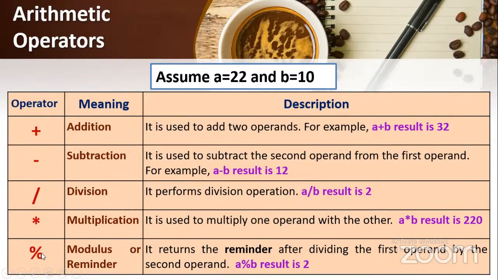The last operator in the arithmetic section is the modulus operator, or you can use the word remainder, because if you use this modulus operator, you will get the remainder as the answer. For example, if you take A modulus B, 22 modulus 10, you will get the value 2 only, because you will get only the remainder as the answer. This is about arithmetic operators.